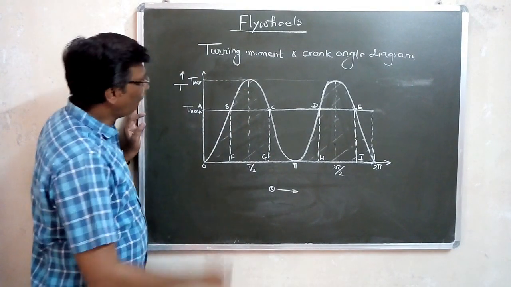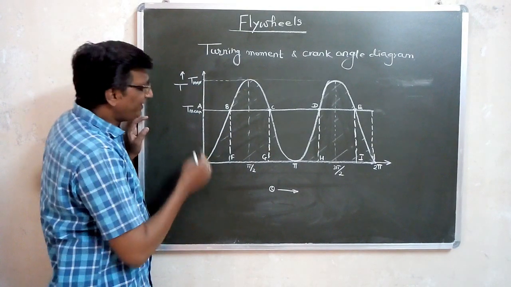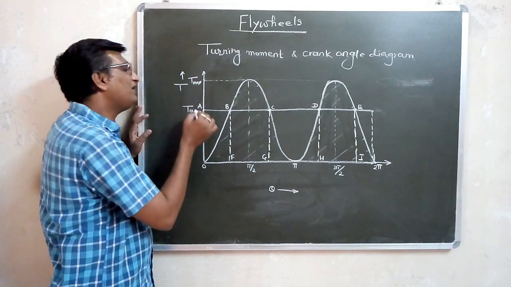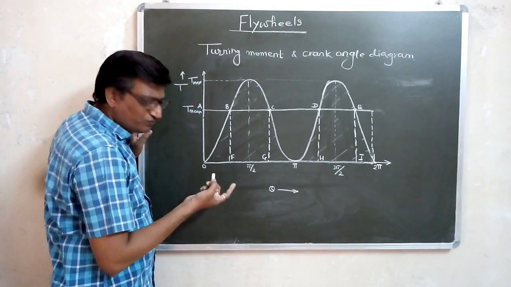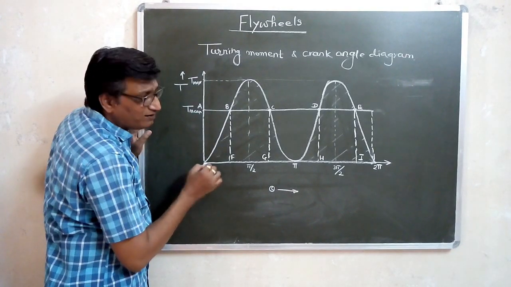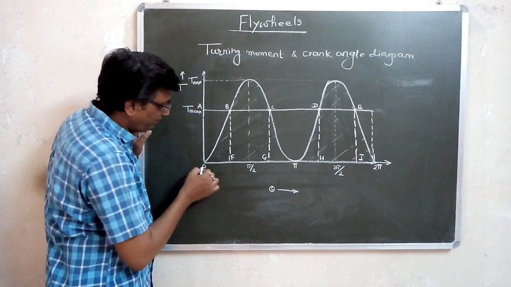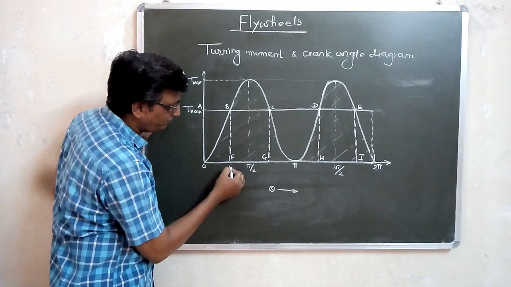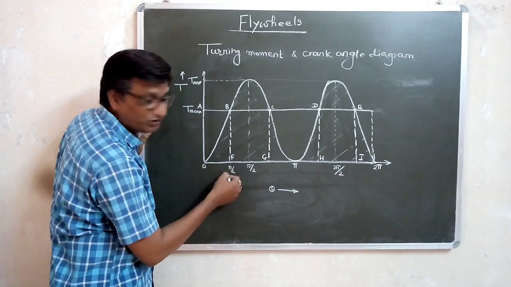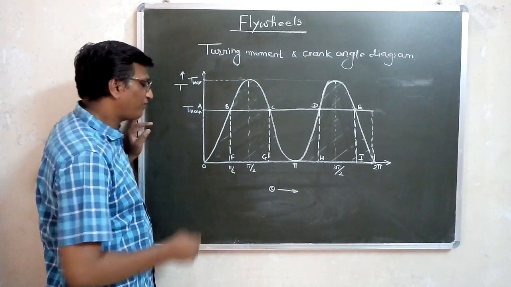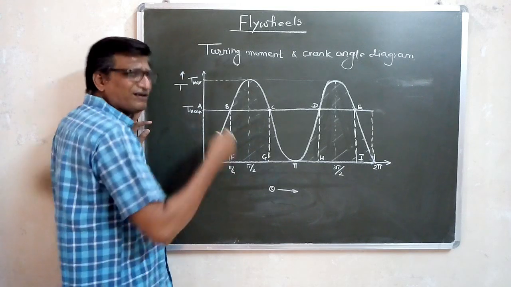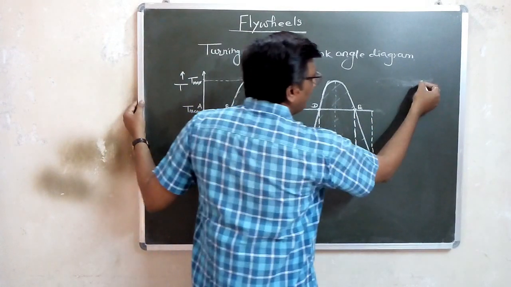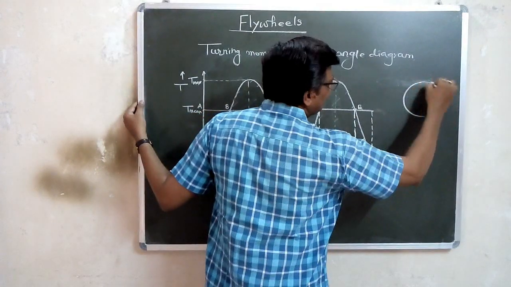Now what happens if I consider that the flywheel is moving from A to B? A to B means the crank is moving from 0 to pi by 4. This is pi by 2, this is pi by 4. So let us say the flywheel is moving from 0 to pi by 4.